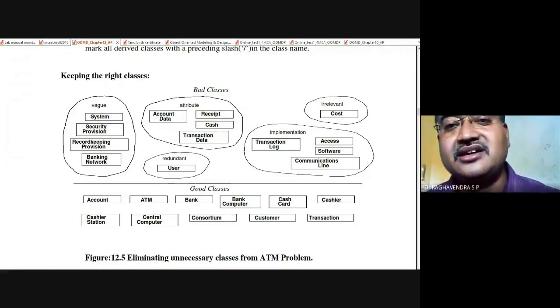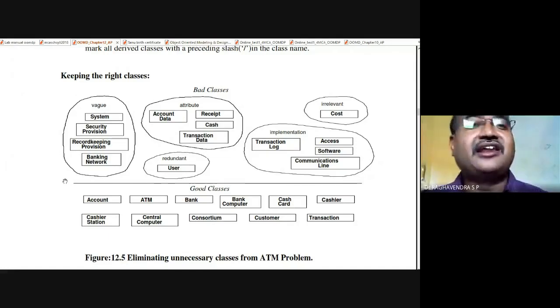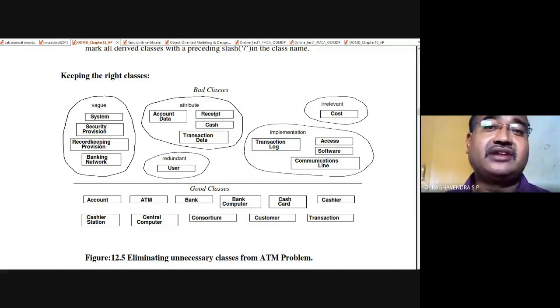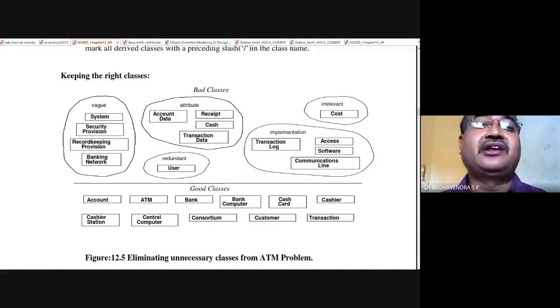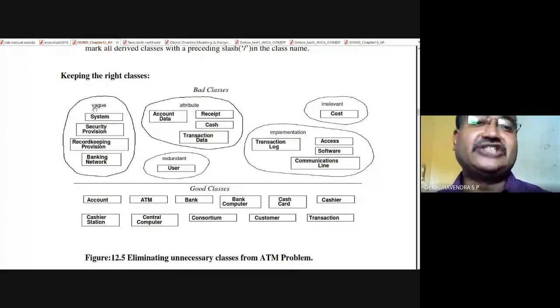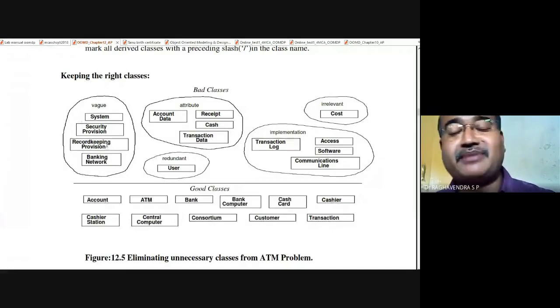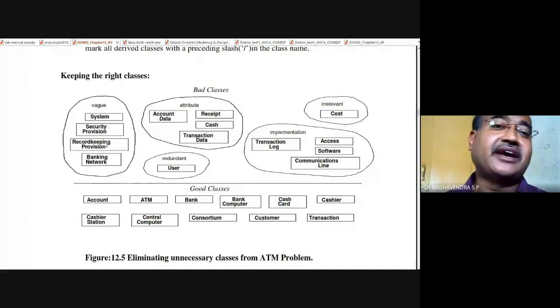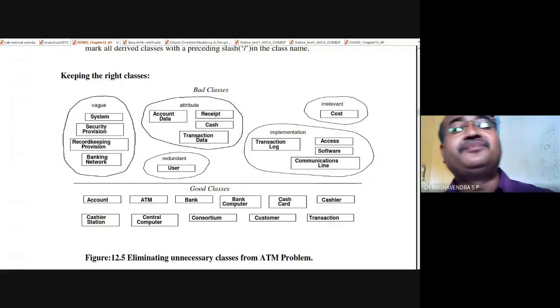Now under the bad classes, what are the different subclassifications? The first category is value class. Value classes are those classes which are not clearly defined, so we cannot come to a clear conclusion that this is going to be a class. For example, a system will always represent a general aspect. It is never going to explain a particular concept. A system can be anything: a computer system, a banking system, a reservation system, or anything.